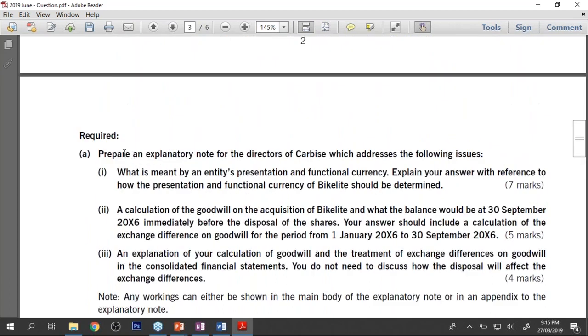So let's read the requirement. It says to prepare an explanatory note, which means a theoretical note, for the directors of Carbies, which addresses the following issues. So we are starting from bullet number 2 because part 1 relates to IAS 21. Cindy is saying which exam paper? Cindy, March, June 2019. We are opening the March, June 2019 exam.